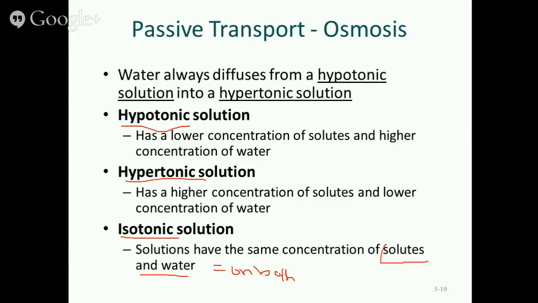Yeah, they're balanced, yes. Iso means the same. Iso always means the same. We have isometric workout, which means balanced muscle activity or balanced force, or isosceles triangle. Iso means the same. Okay.